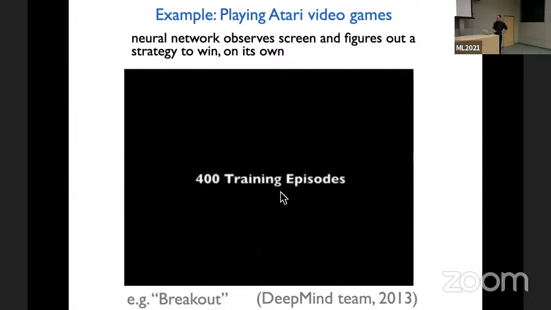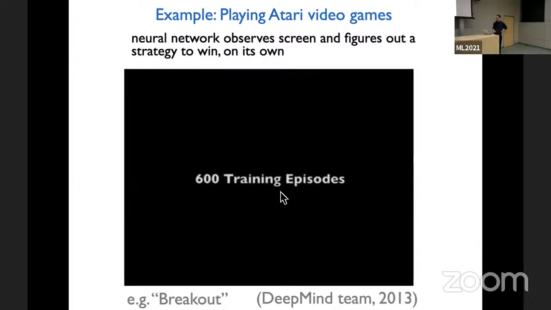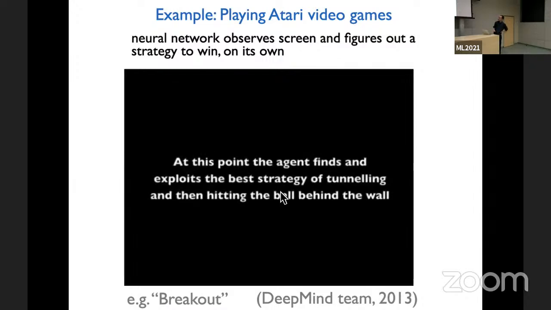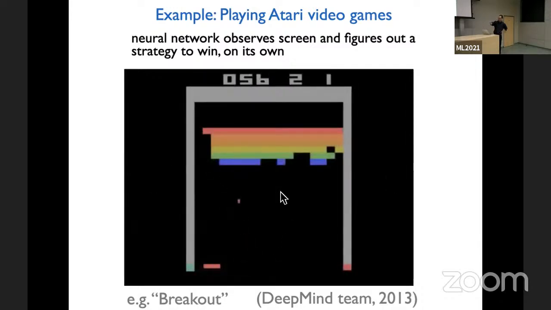Well, it gets better over time. It will never miss the ball again. And now after 600 episodes, it has discovered quite an amazing strategy. So it builds a little tunnel on the side, and then if it shoots the ball through the tunnel, it will just bounce off the wall and really get a lot of points immediately. Okay, so this is quite curious. So this is not so bad.